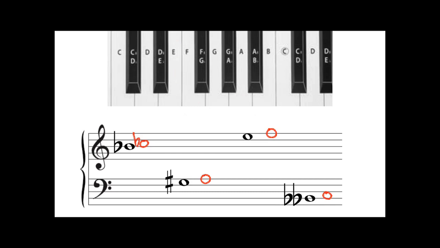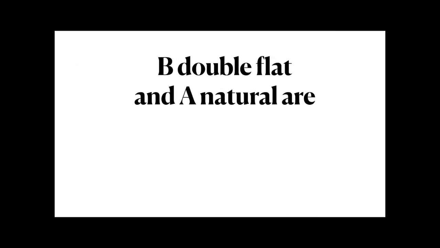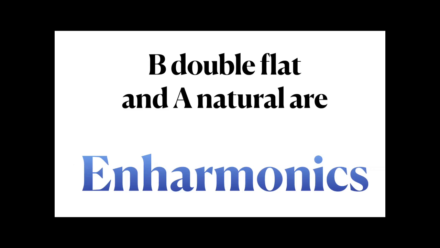And finally, B double flat. Here's where things get a little more complicated. We know that a diatonic half step above B double flat needs to be some kind of C. We also know that a B double flat on our keyboard is two half steps below B. It looks like an A. It's spelled like a B double flat. B double flat and A natural are enharmonics. They sound the same. They function differently.